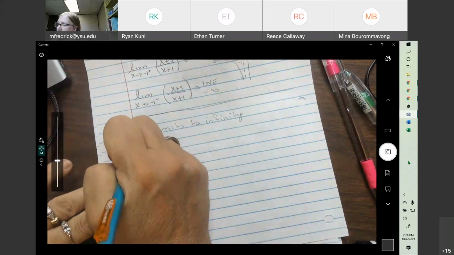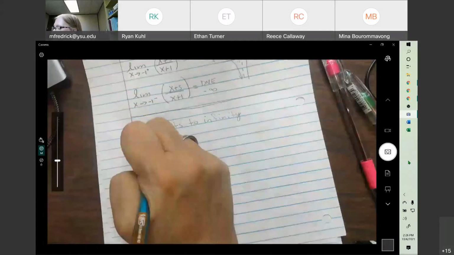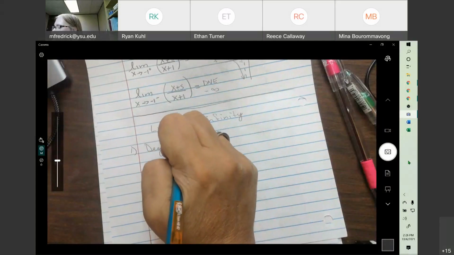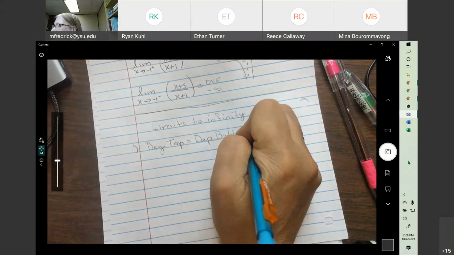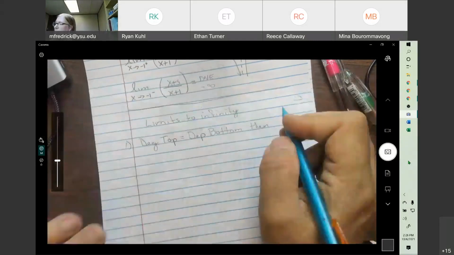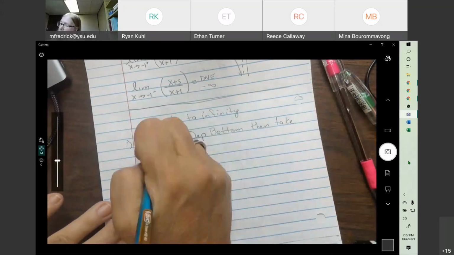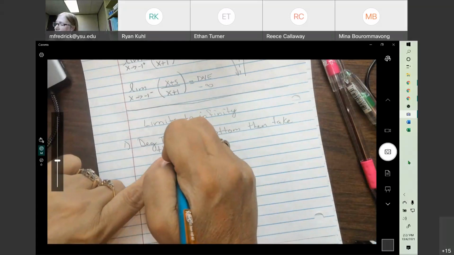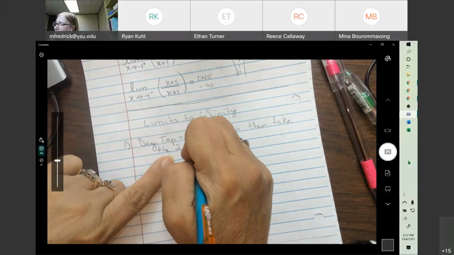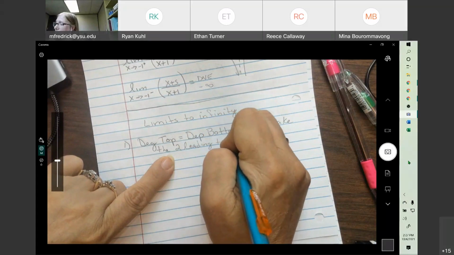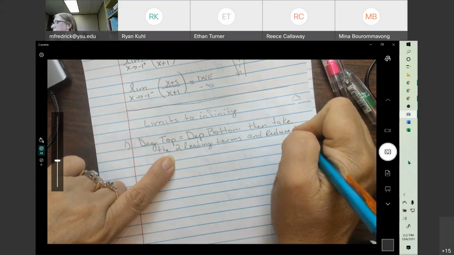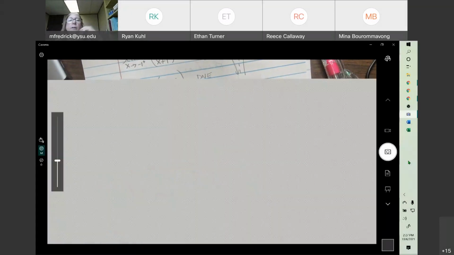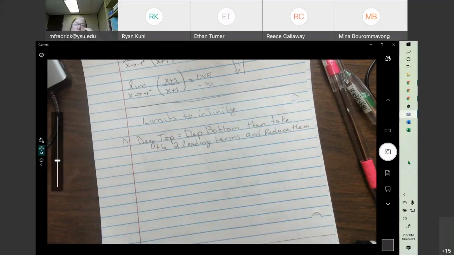The first case is the degree. If the degree of the top equals the degree of the bottom, then take the two leading terms and reduce them. Now you're probably asking, what's a degree? When we have a polynomial, the degree is the largest exponent.